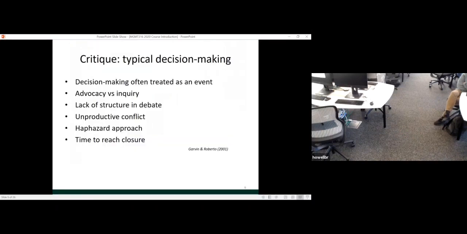So typically decision making is being treated as an event, a one-off thing in isolation, where, when we say advocacy versus inquiry, you have to check: have people already decided what answer they want, and they're simply looking for evidence to back up the answer they want? Or is this really an open-minded inquiry looking at all of those options?